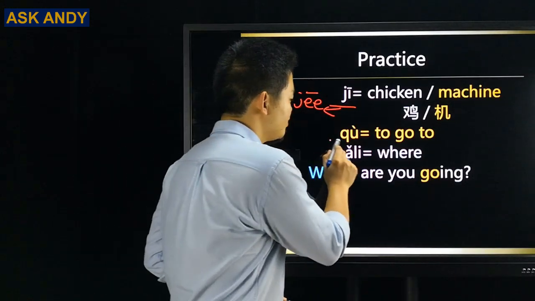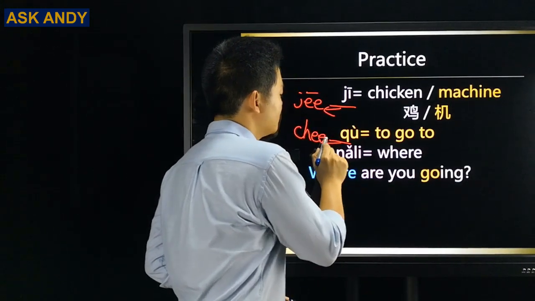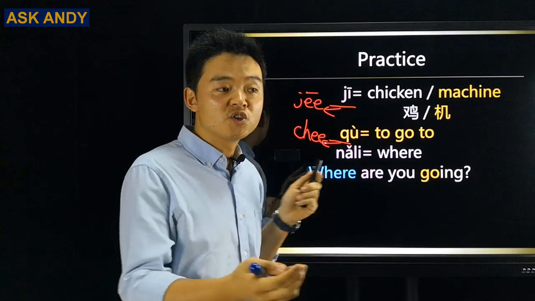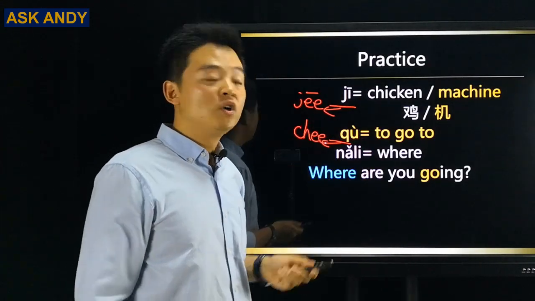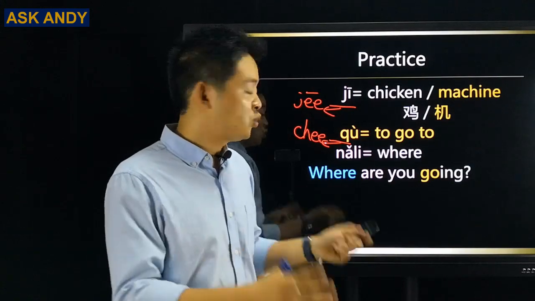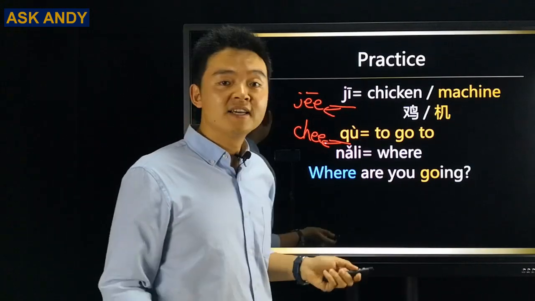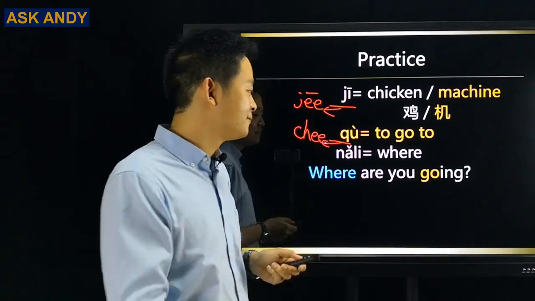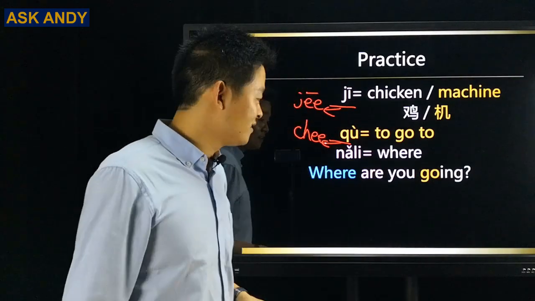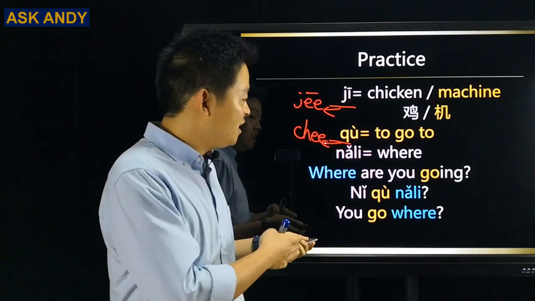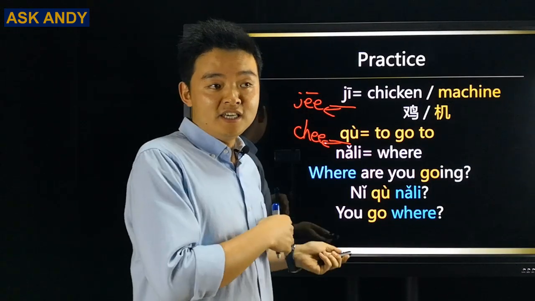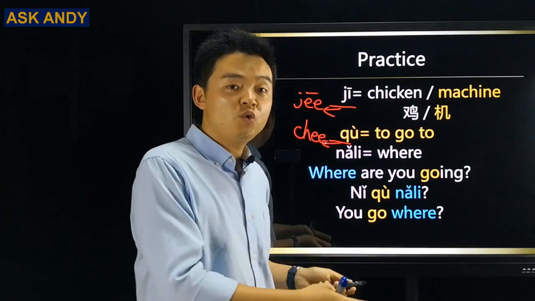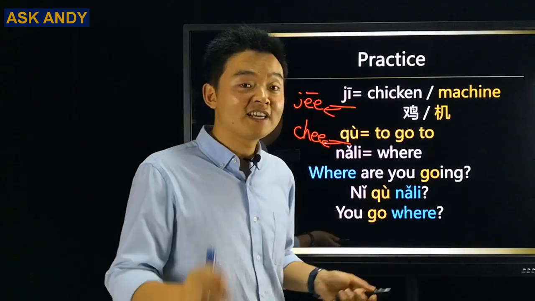How can you do that? First you do C-H-E-E, so qi, qi, and this, remember, this is not a u, this is u, so combine them together, that will be fourth tone, hey, that's qu, that's to go to. And then where is nali, nali, li is neutral. 哪里？ So how can we say, where are you going? Where are you going is, 你去哪里？ Literally, it is, you go where? You're going to hear it from a taxi driver.